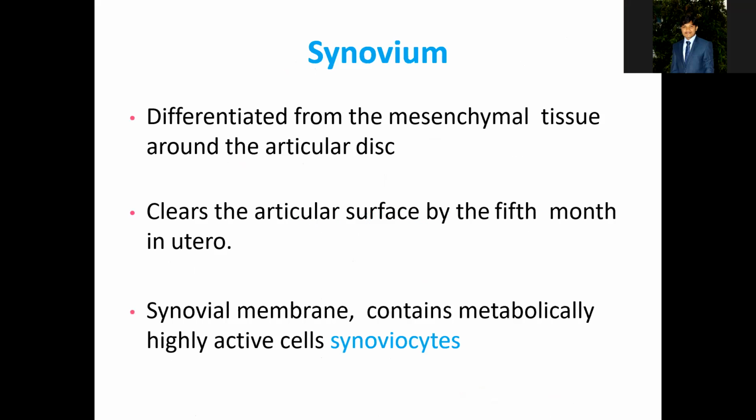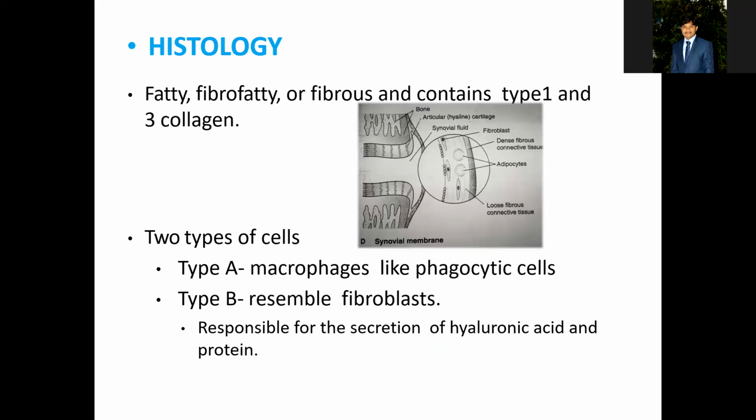Coming to synovitis, first synovium is differentiated from the mesenchymal tissue around the articular disc. It clears the articular surface by the 5th month in utero. Mainly the synovial membrane contains synoviocytes. These are required for the nourishment of the chondrocytes and removal of the metabolic products. And synovium histology: it contains fatty and fibrofatty fibrous structures with type 1 and type 3 collagen.